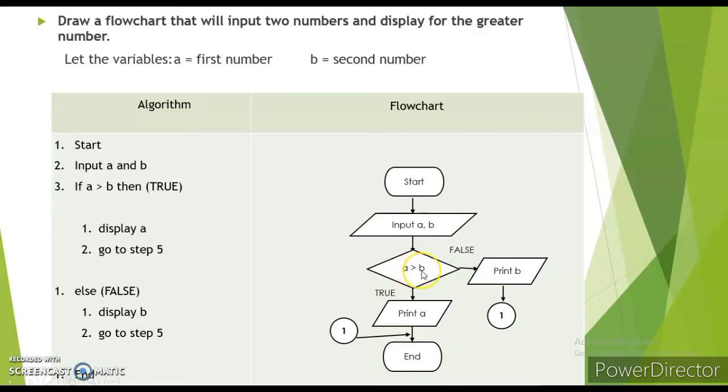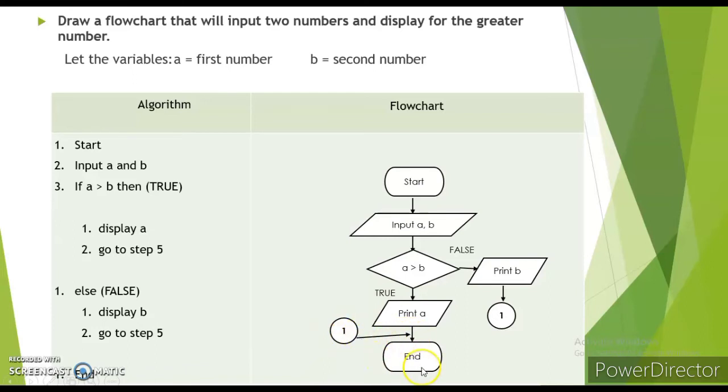If yes, true ang sagot, will print A. If no naman, will print B, then end. Then, dito muna tayo sa true. If yes, if true, it will print A, then end. Magiging end na siya. So, gumamit tayo dito ng isa pa. Gumamit tayo ng on-page symbol to determine this symbol or this process.